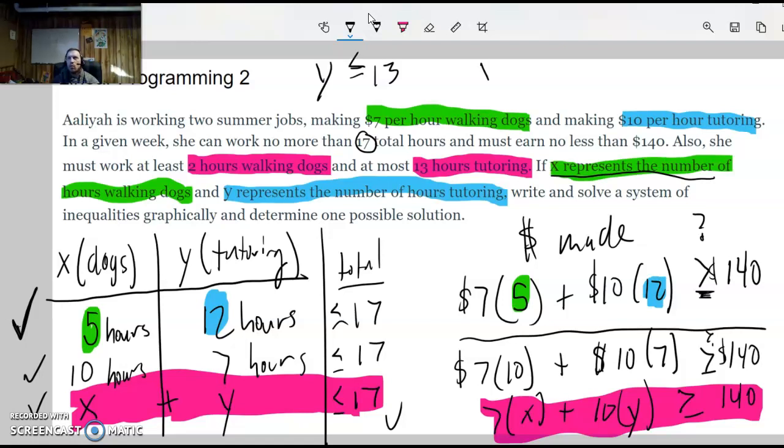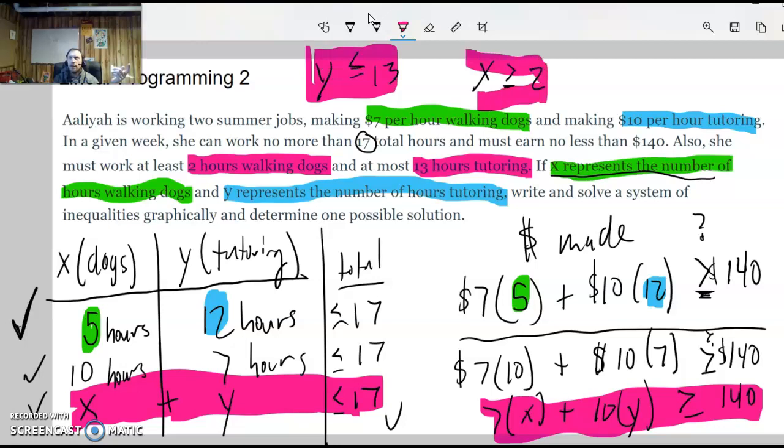Then dog walking, there's something with 2. I need it to be at least 2, so it has to be equal to 2, or it could be bigger. And so here are the two constraint problems that I have. All right, write those down in your notebook, and then let's head to the graph. Okay?